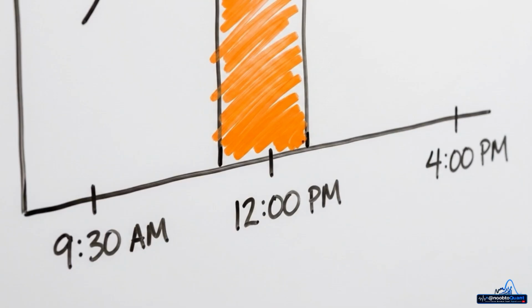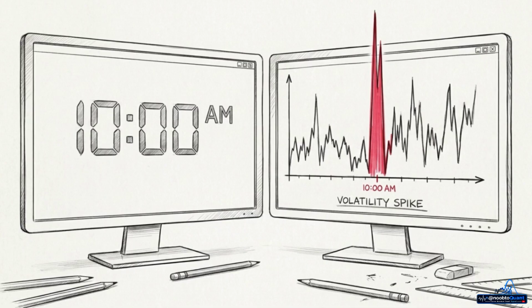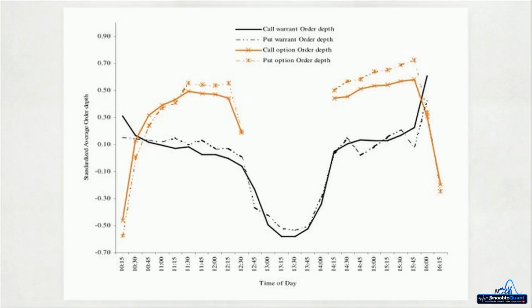Step 3 brings intraday timing into the equation. Volatility is not static throughout the trading session, meaning the exact hour you execute your trade changes your mathematical probability of success. This chart, based on institutional research from the Australian options markets, maps standardized average order depth across a single trading day. It reveals distinct U-shape and M-shape intraday patterns.